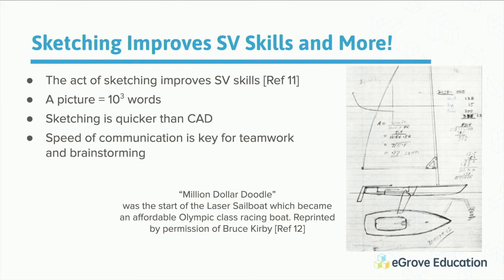So for example, this graphic or image that was sketched here is what we call the $1 Million Doodle. And it was just the start of developing a design for a sailboat, which eventually became the most affordable and the racing boat in its class. And it started by just a sketch, okay?